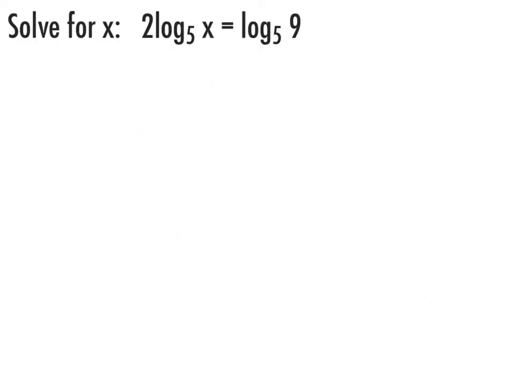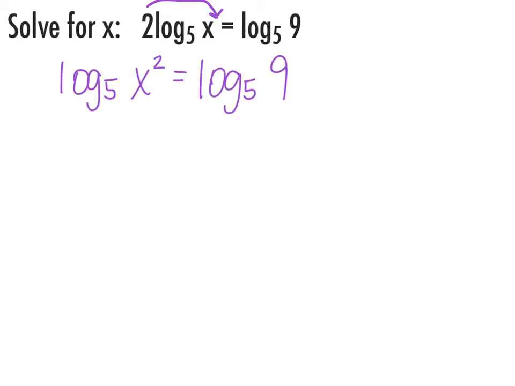All right, so let's work through our first example. I'm going to be asked to solve for x here, where 2 log base 5 of x is equal to log base 5 of 9. The first thing that allows me to manipulate this is that I have the same base for my logarithm, which is 5. Knowing log rules, this 2 is going to move up, so if I rewrite it, I get log base 5 of x squared equals log base 5 of 9.